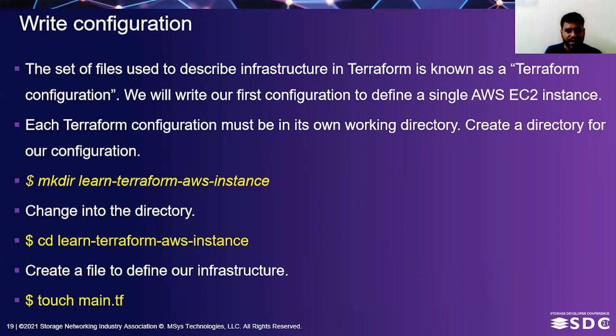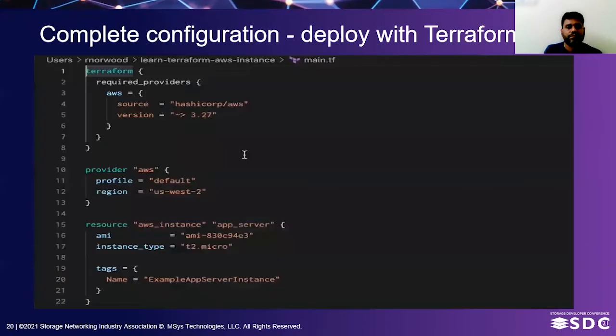So we are going to create a directory here. Then we are going to change into the directory. Then we can create a file to define our infrastructure. And this is the complete configuration to deploy an EC2 instance with Terraform.